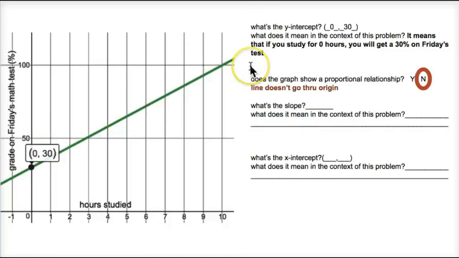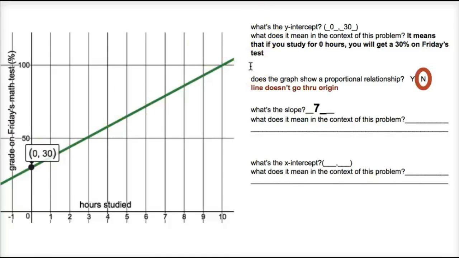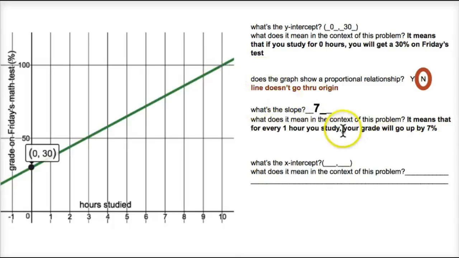It does have a positive slope, though. The slope in this case is 7. What I did was go from 30, since this is (0, 30), up 70 over 10. Up 70 over 10 equals positive 7. That's our slope. What does it mean in the context of the problem? It means that for every 1 hour you study, your grade will go up by 7%.